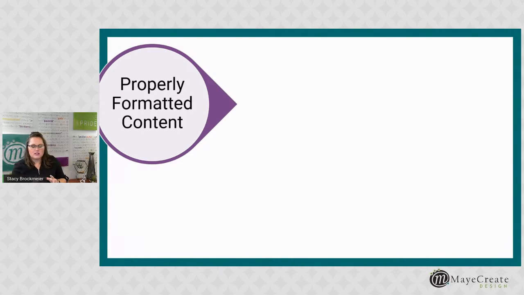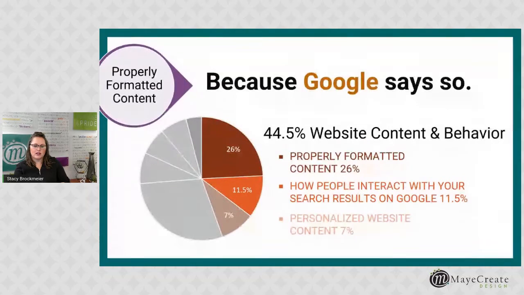So the next piece is properly formatted content. This is a big component. Having properly formatted content is really important to both your users and to Google. So it really impacts the way that Google reads your content. It also impacts the way that people interact with your search results. The formatting determines how your listing is displayed on Google.